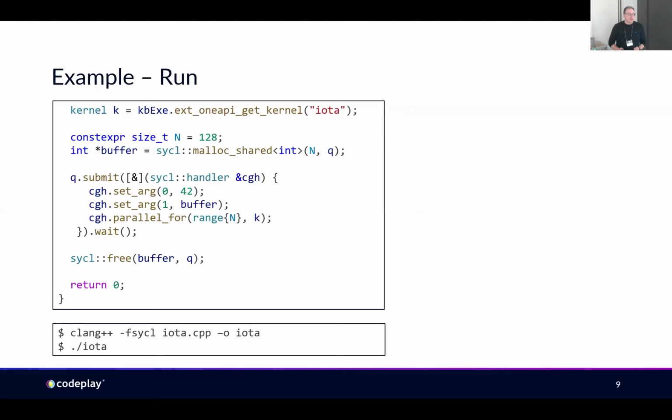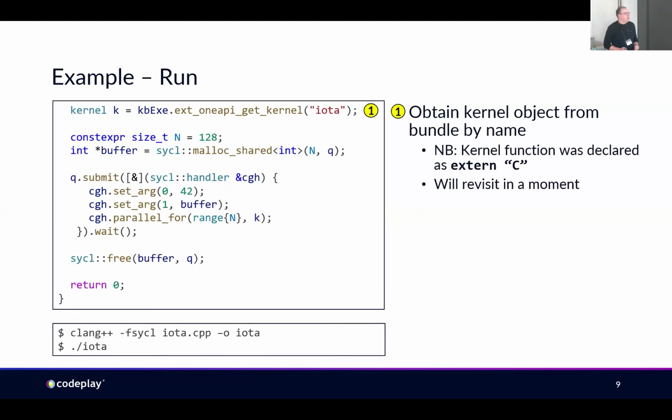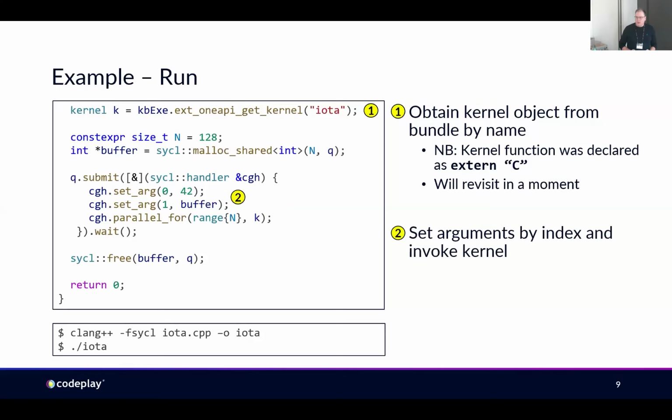Right, and after we have built the kernel bundle, we have an API, get kernel, where we can get a kernel object by name. One important note: you may or may not have seen that in my kernel, I had declared the kernel as X1C, and we will revisit that in a moment, but for the sake of keeping this example simple, let's just say we can get a kernel back by just using its string name and use that then to work with the normal APIs that have been established in SYCL 2020.